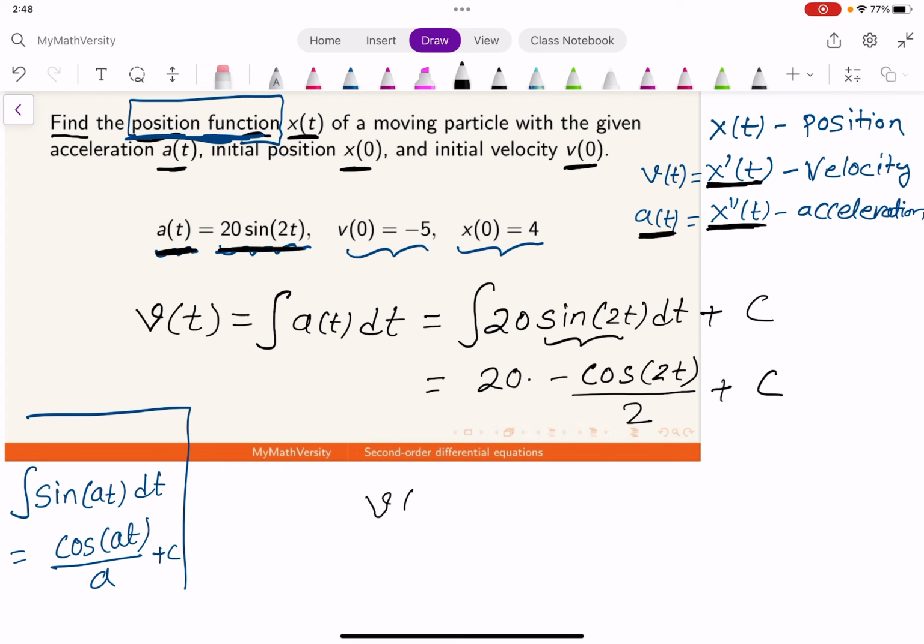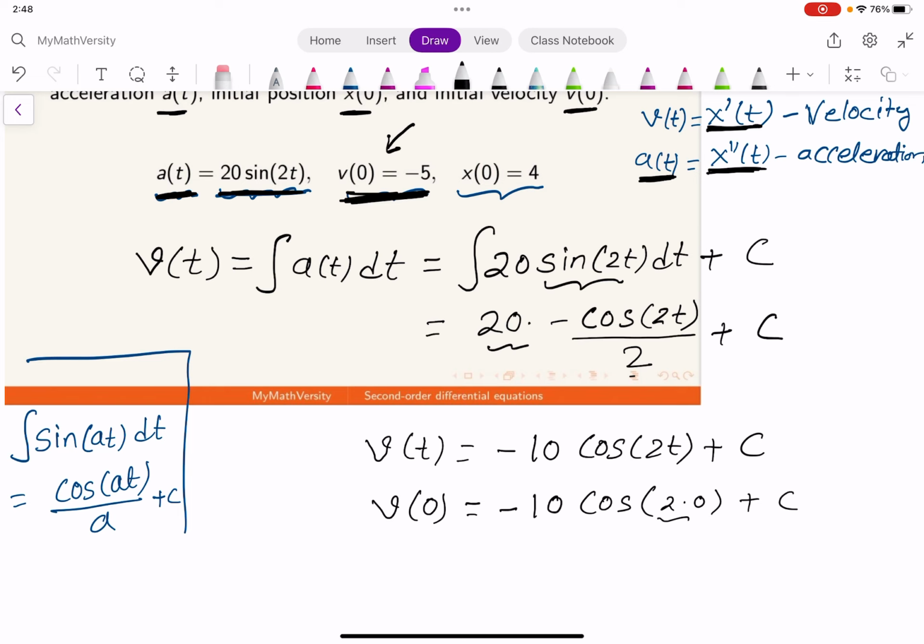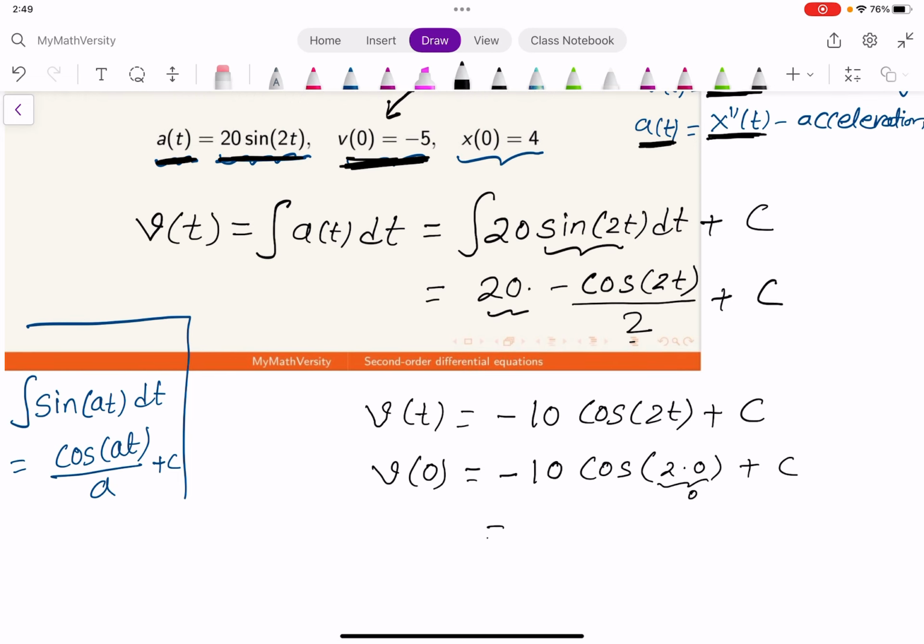So we get the velocity function as 20 divided by 2, which is 10. There is a negative sign, so we get v of t equals negative 10 cosine of 2t plus c. That's what we get. But since we have been given the initial velocity, why don't we use that information here? It says that if you evaluate the velocity at 0, you should get -5. So okay, let's try that. Evaluate the velocity at 0. Then we get -10 cosine of 2 times 0 plus c. 2 times 0 is 0, so we need to evaluate -10 cosine of 0 plus c.